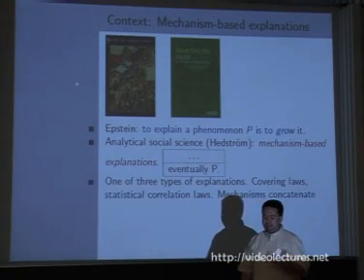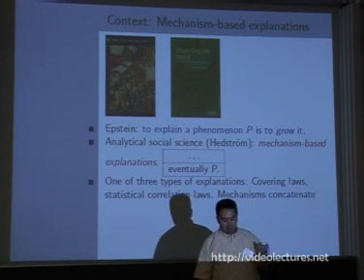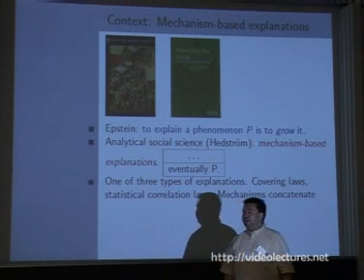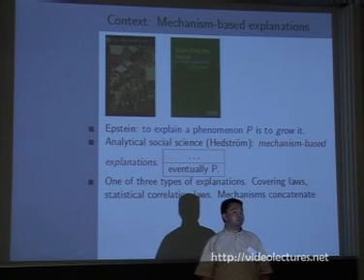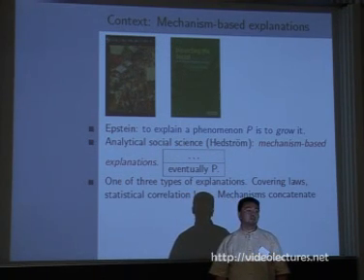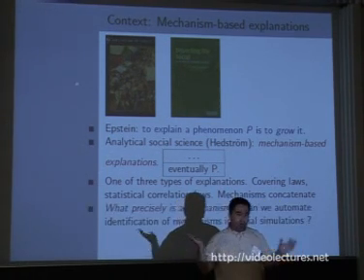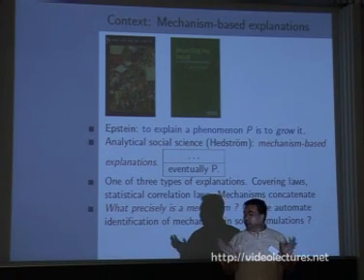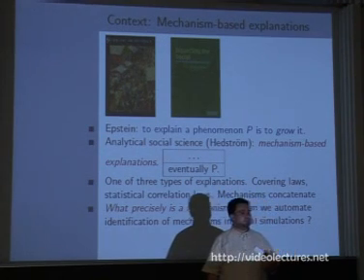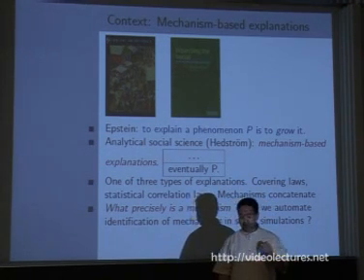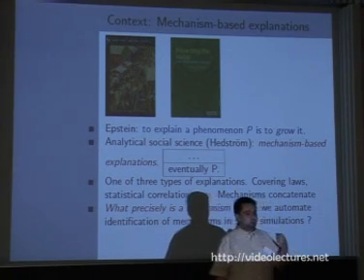It's only one of the three types of explanation that Hedstrom puts up. The other ones are covering laws and statistical correlation laws. Mechanisms can be concatenated. There is a paper about concatenation of mechanisms in a previous book by Hedstrom and Swedberg. So a clear question is, what is a mechanism? Could we precisely specify what a mechanism is and perhaps automate the process of identification of mechanisms in social simulations? That's what I'm ultimately interested in.